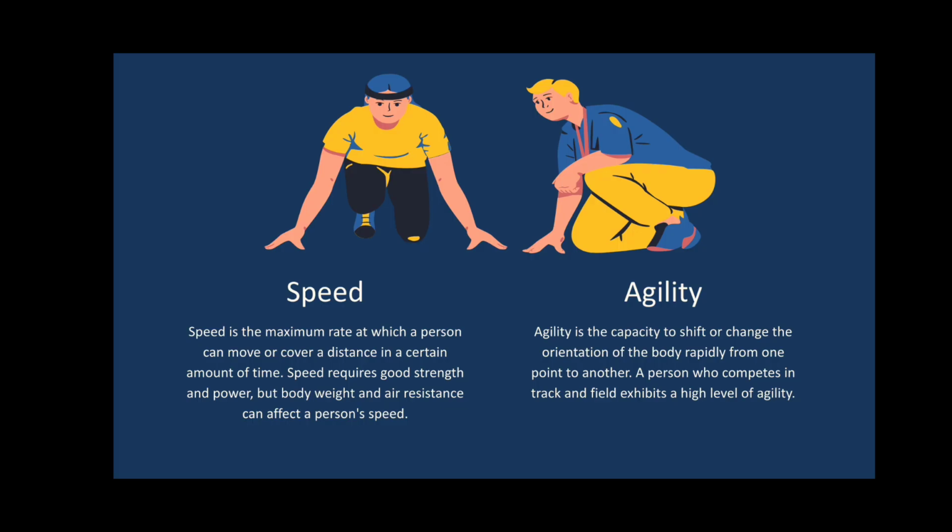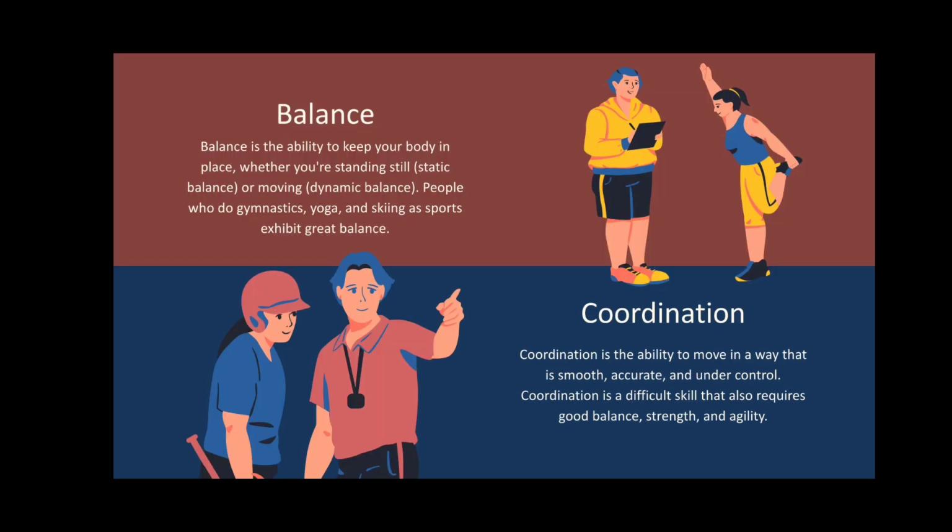Now, what is speed? Speed is the maximum rate at which a person can move or cover a distance in a certain amount of time. Speed requires good strength and power, but body weight and air resistance can affect a person's speed. The next one is agility. Agility is the capacity to shift or change the orientation of the body rapidly from one point to another. A person who competes in track and field exhibits a high level of agility.